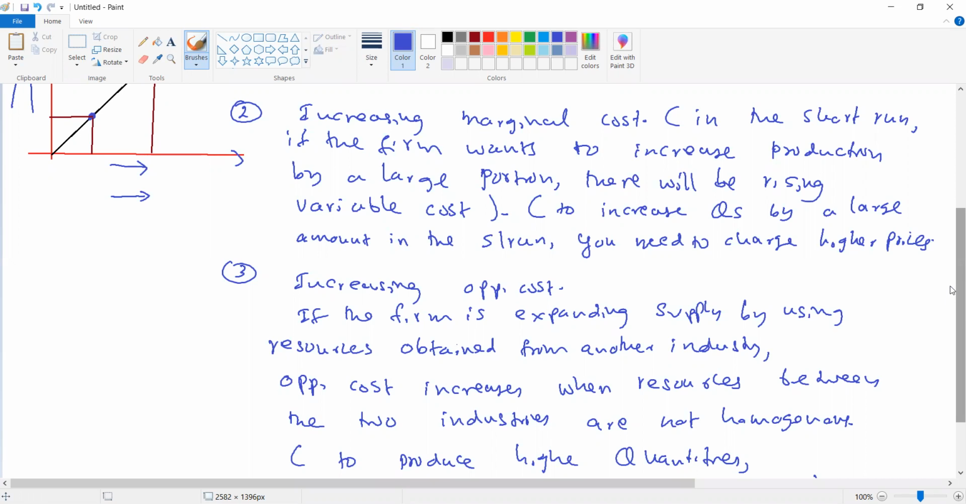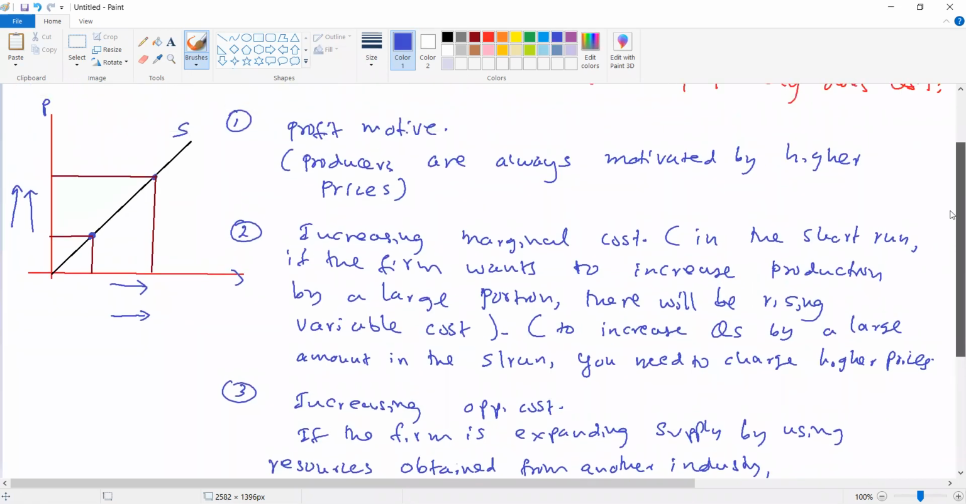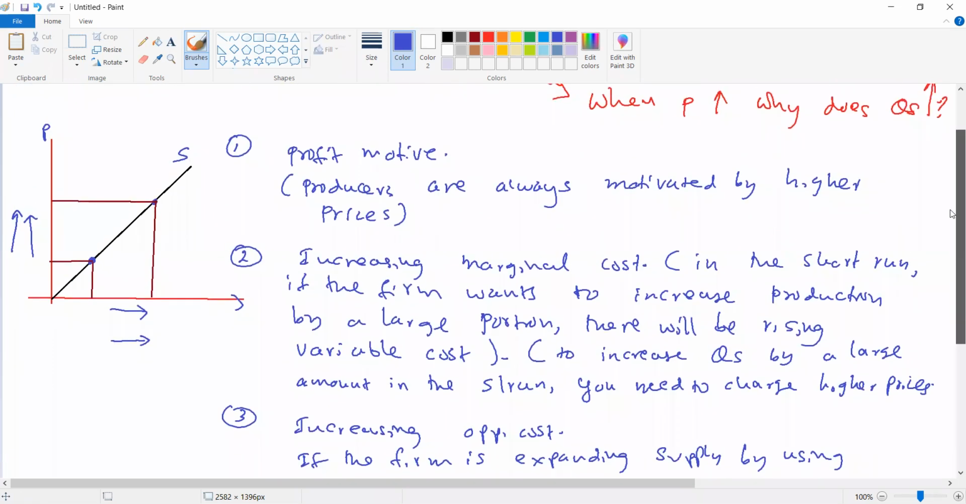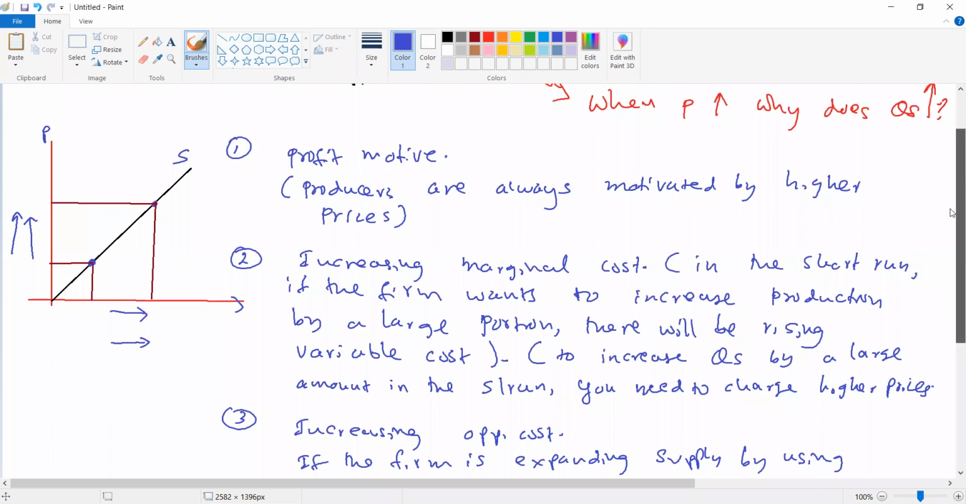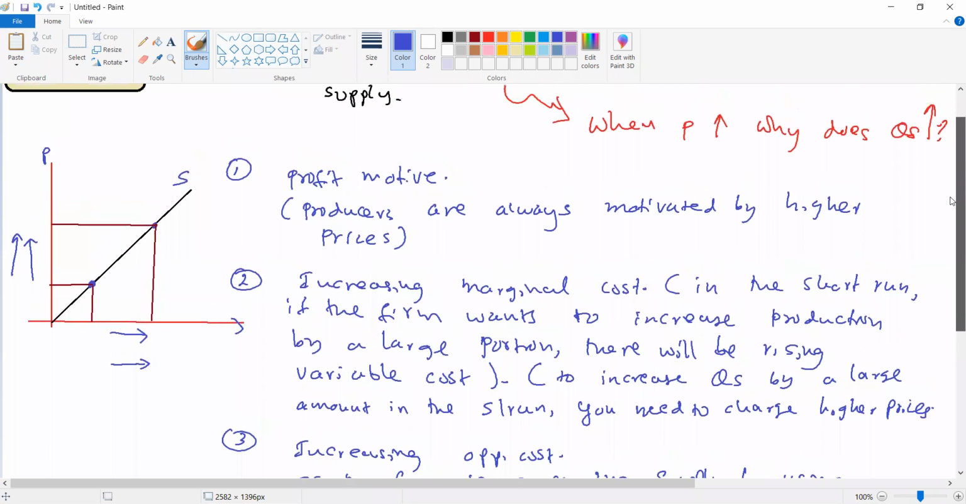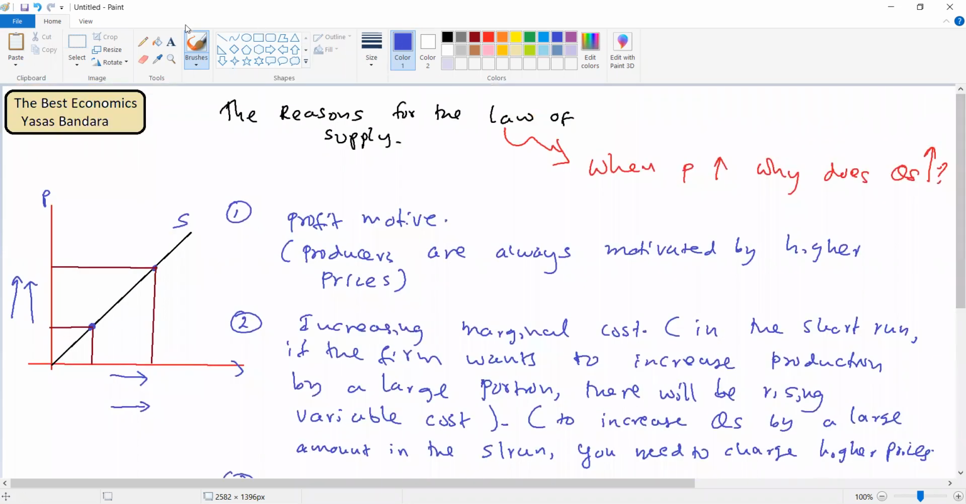However, in the short run, you can see this relationship. What is the relationship? To supply more, you need to charge higher prices. So can you see, right, we have learned three reasons for the law of supply. That means when price increases, why does quantity increase? We learned three reasons. What are these three reasons? Number one is profit motive. Increasing prices will motivate the producers to produce more.